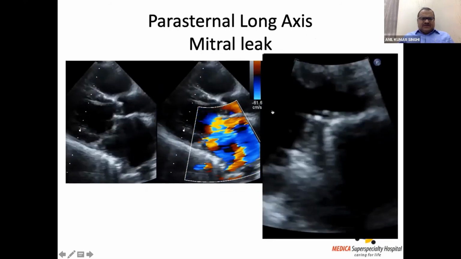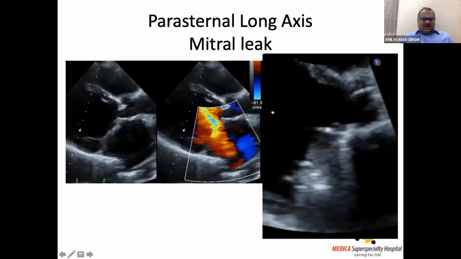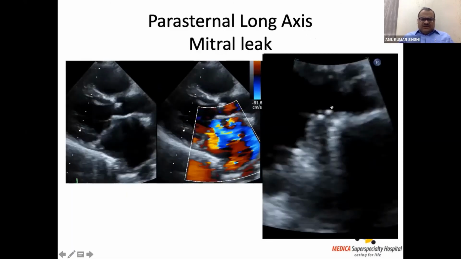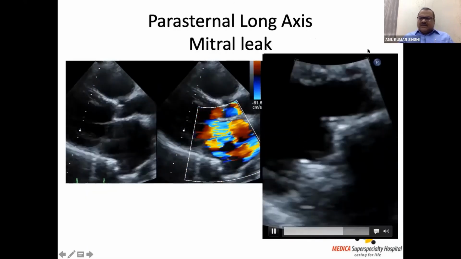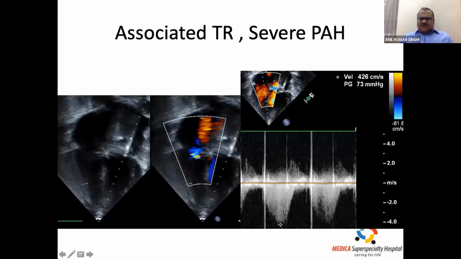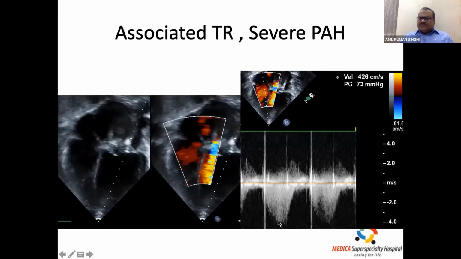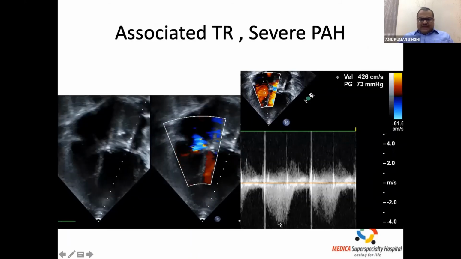In the parasternal view, we can see a significant mitral leak. The disc was moving well. There was associated TR and significant PH. We can appreciate the right ventricular systolic pressure of 73 plus RA. So we were dealing with a significant mitral leak associated with PH.